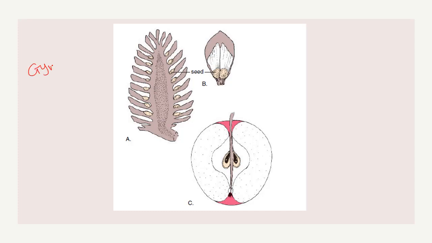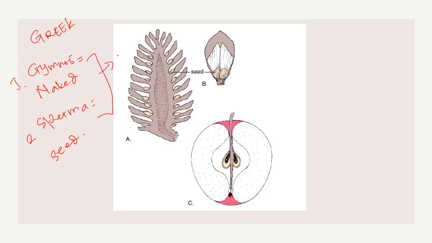The first word is gymnos. By the way, the word comes from Greek. Gymnos means naked. And the second word, sperm or sperma, means seed. So together they become naked seed. What does it mean? What does it mean by naked seed?